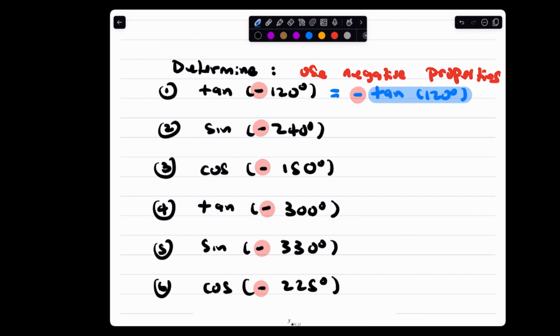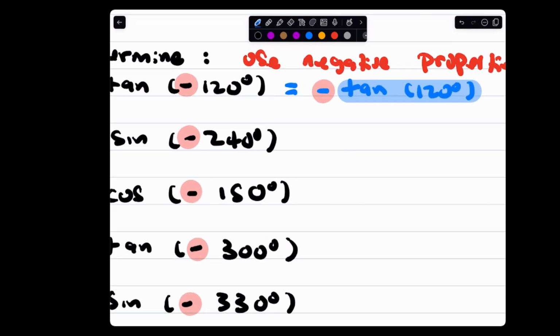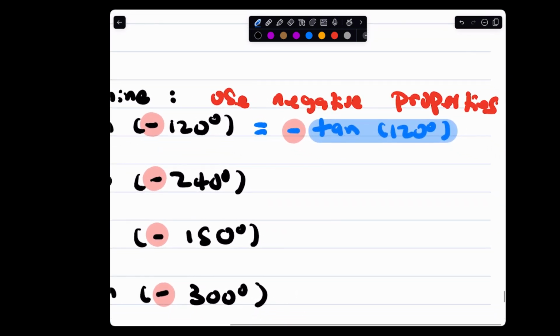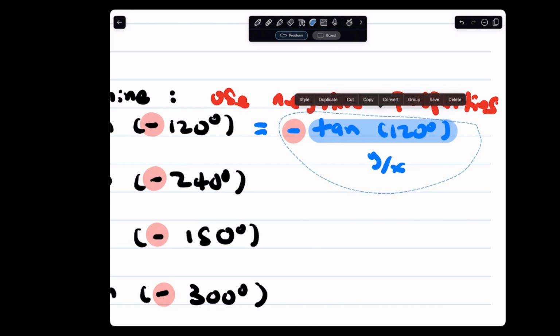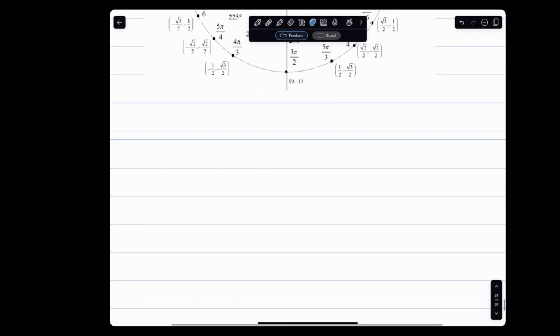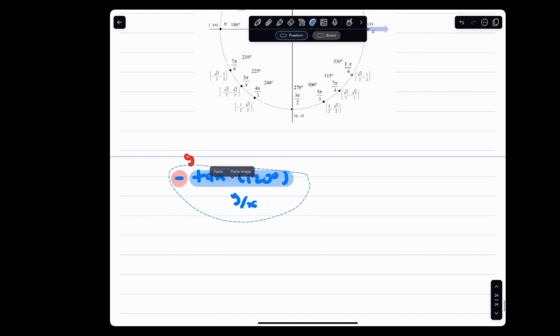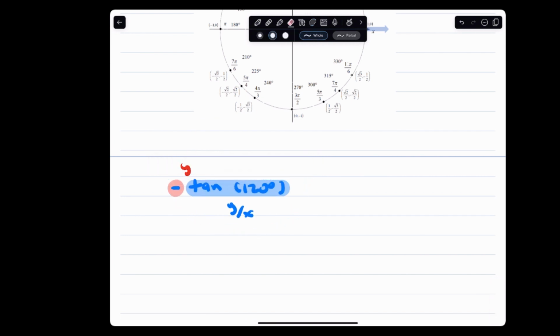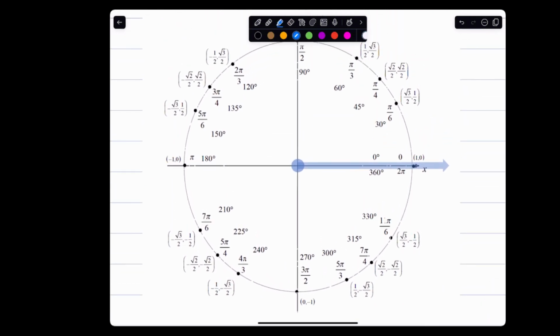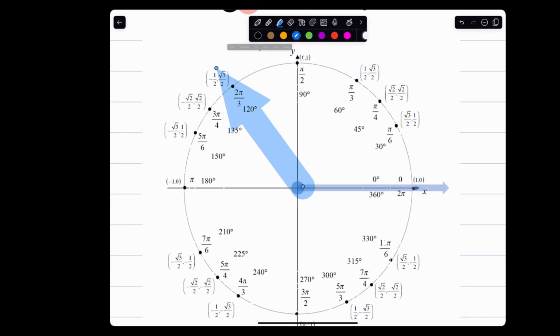All right, there's audio now. So we're going to use these negative properties. Now remember, tangent of negative 120 is minus tangent 120. And then the definition here is going to be y over what? Y over x, is that right? So I'm going to copy this, or at least bring it down. So 120 degrees, we don't have to necessarily rotate our ray, but maybe you guys like that. Got to go tangent 120.